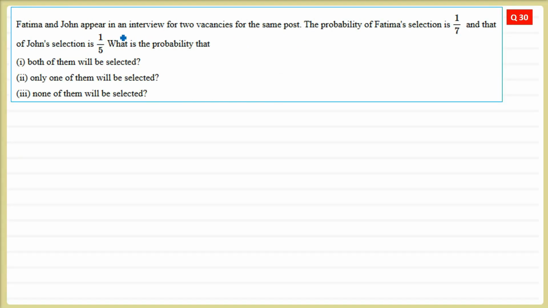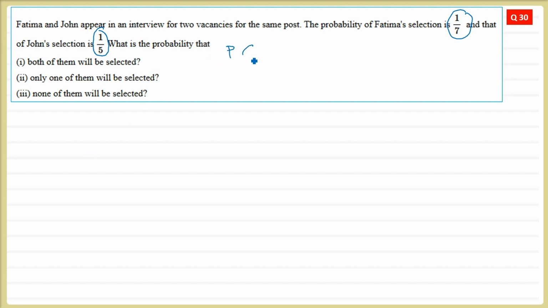Fatima and John appear in an interview for 2 vacancies for the same post. The probability of Fatima's selection is 1 by 7 and that of John's selection is 1 by 5. What is the probability that both of them will be selected? Only one of them will be selected. None of them will be selected.